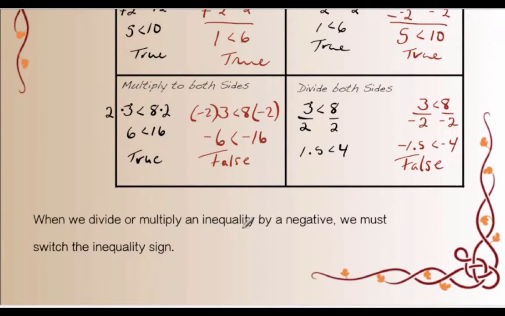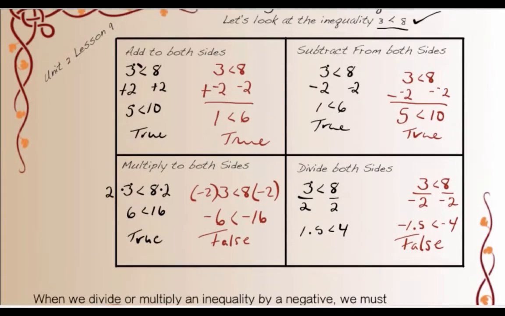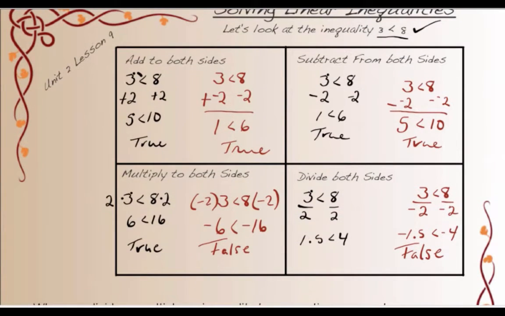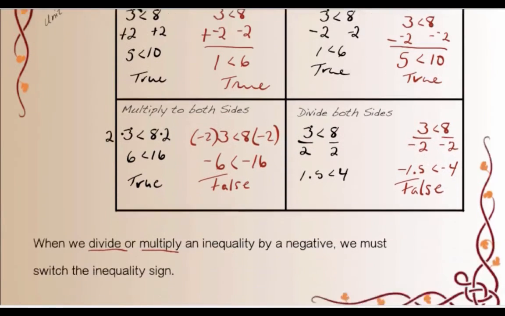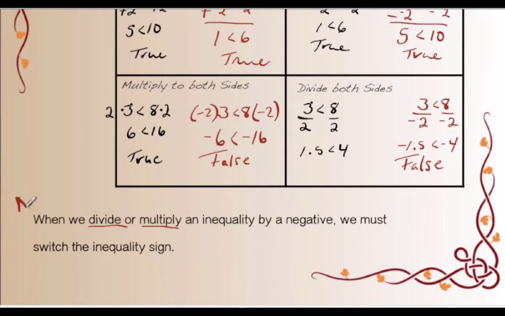When we divide or multiply an inequality by a negative, we must switch the inequality sign. And notice, it was only when we divided or multiplied. Adding and subtracting, it seemed to work out. Now, please write this down if you don't know this. This is huge. Huge, huge, huge from now on in algebra. Algebra 1 and Algebra 2.